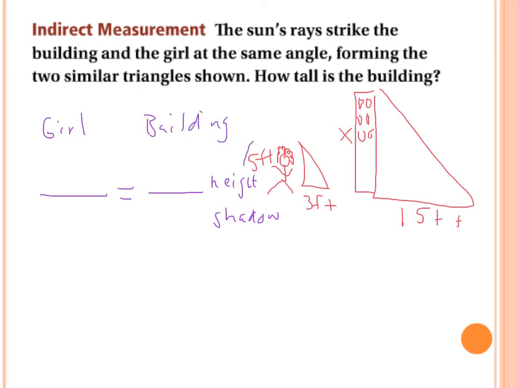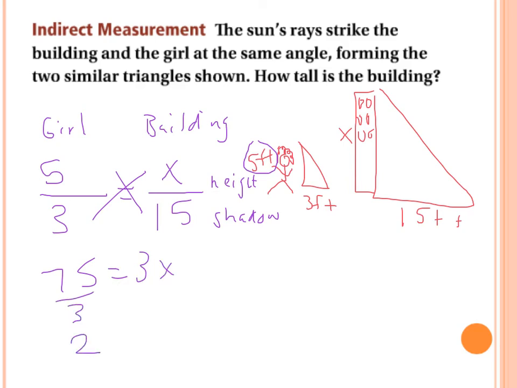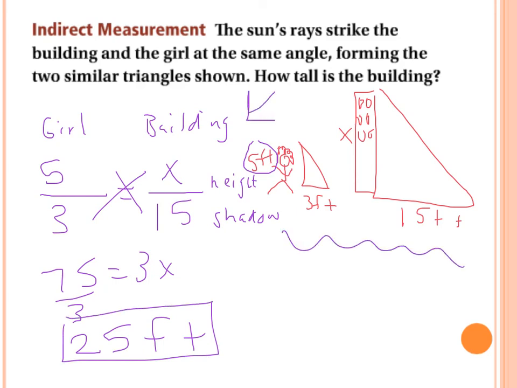I have 5 feet for the height of my girl. So that has to go with height and girl, so it'd be 5. And for the shadow of the girl, it's 3 feet. So under girl, I'm going to put 3. For the building height, I don't know what the height is, but I do know the shadow is 15. So now if I solve this, I would get 75 is equal to 3x, and divide by 3. I know the height of the building will be 25 feet. So again, make sure to draw a picture correctly, and labeling your proportion is key for these problems.